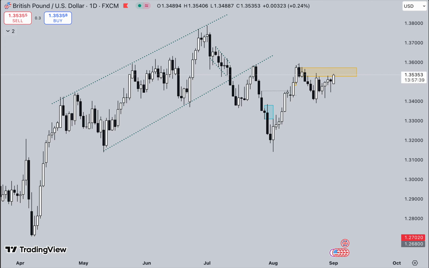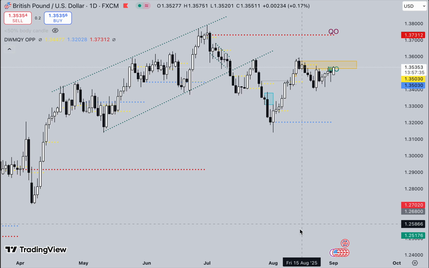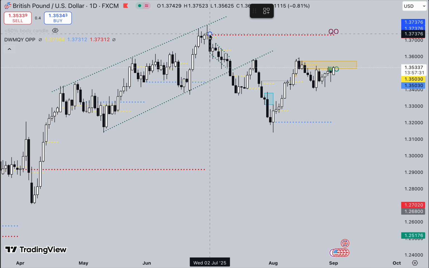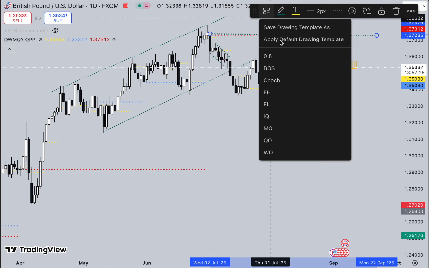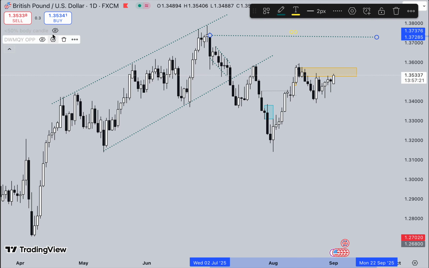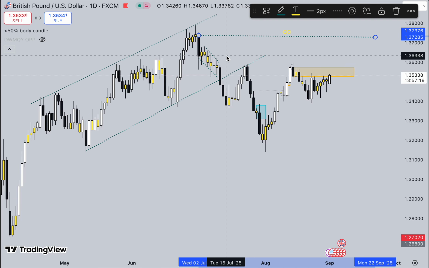You can always use this indicator also. So one thing is, I always add my quarterly open, right? Quarterly opens, monthly opens, yearly opens. These are strong zones that can act as potential support or resistance areas that we can trade off from. Okay, and then use your 50% body candle to find. You can see, if you use our 50% body candle, you can see right here.